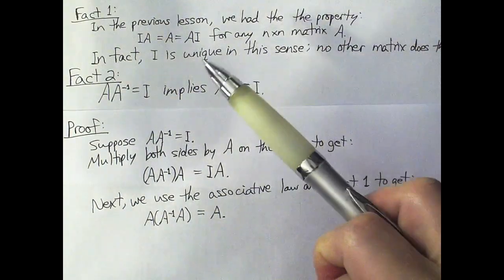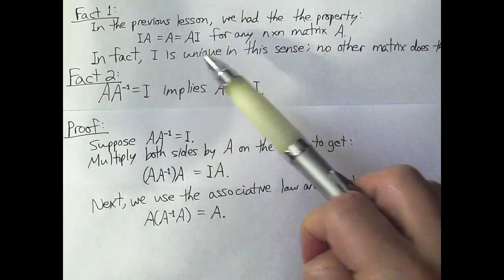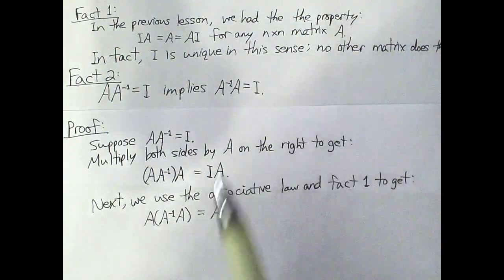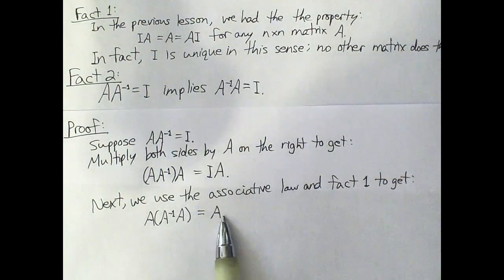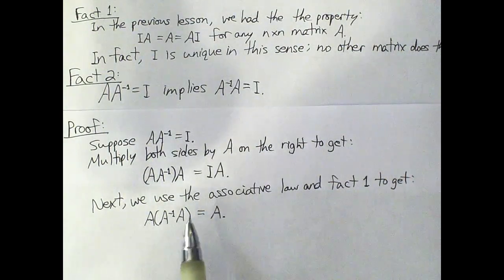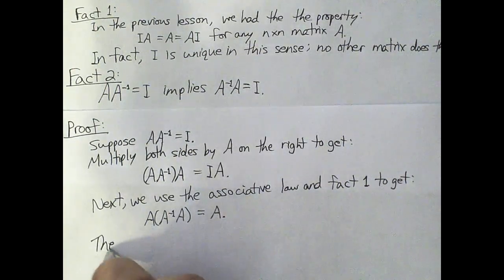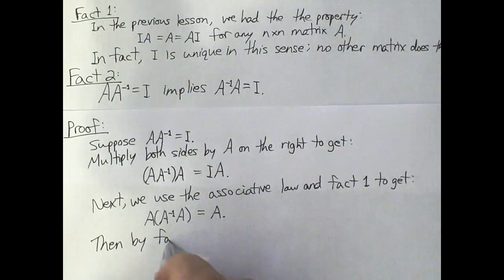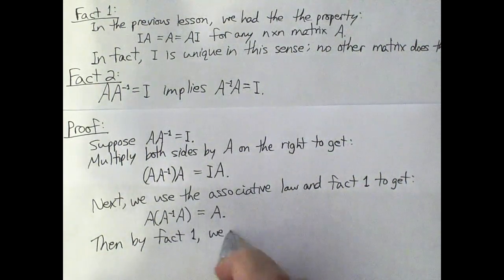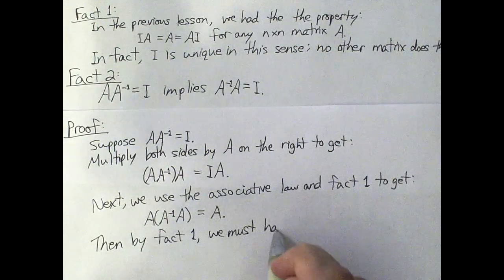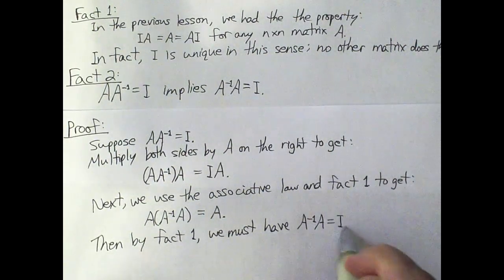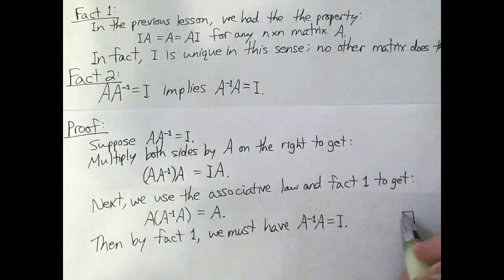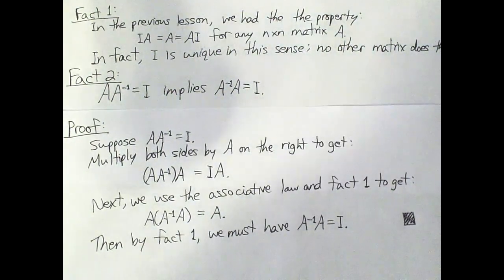We said in fact 1 that I is unique in this sense. There's no other matrix that does this. So if we have A times a matrix equals A, then the thing that's in parentheses here must be I. I'm going to say then by fact 1, we must have the thing that was in parentheses must be I. End of the proof. That's a cool little proof, isn't it?